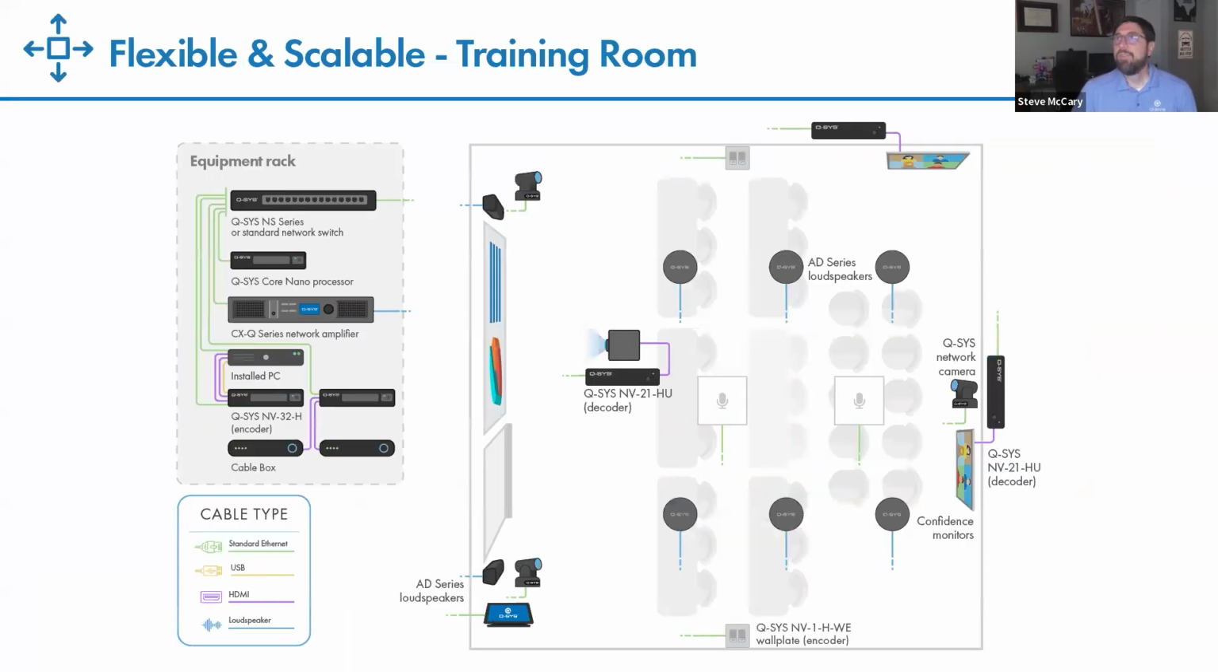This is a training room. So now we have some NV21s doing some decoding. We've got some NV1s on the walls as a place to connect and bring in our laptops. We've also got a Nano in here that's going to run our system. We've got our room PC. We've got some NV32s that are both doing some encoding from our UC platform and our cable boxes, as well as our CXQ amplifier.